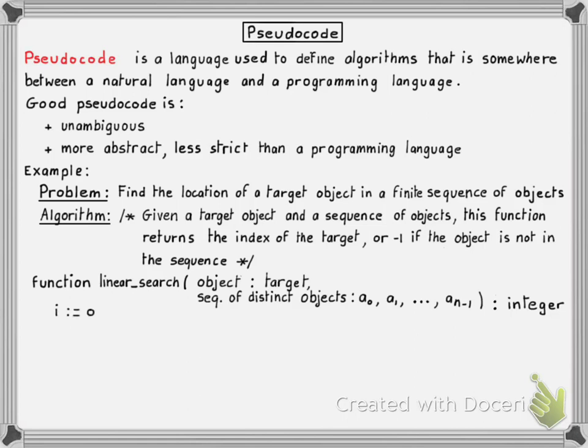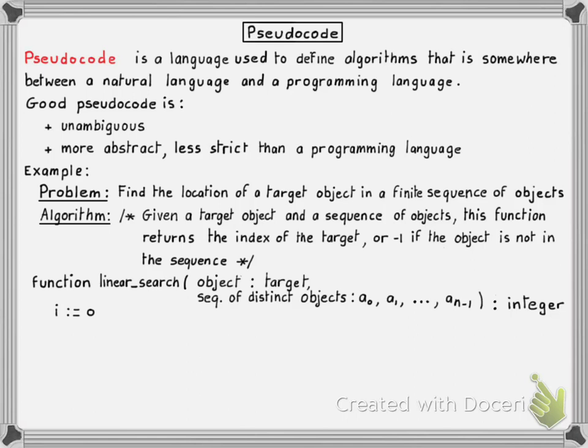So the first line will be an assignment statement that assigns the value 0 to the variable i. Notice we're doing pseudocode, so we are very close to a programming language, but we don't need to bother with semicolons and other details. In particular, we don't need to declare the variable i. It will be inferred from the pseudocode that it's a variable of type integer because we're assigning an integer to it. So we assign 0 to a new variable i. This is the symbol we're going to use for the assignment statement. It's a colon and an equal sign.